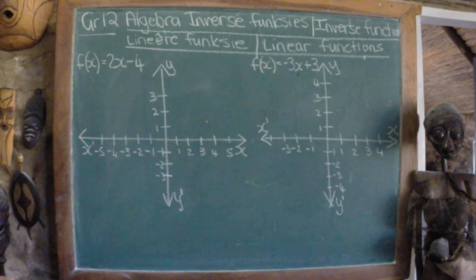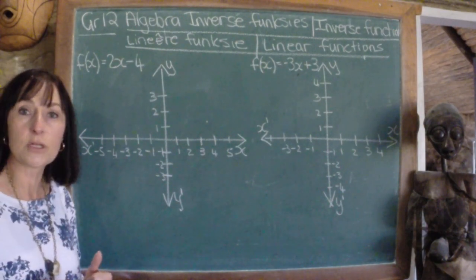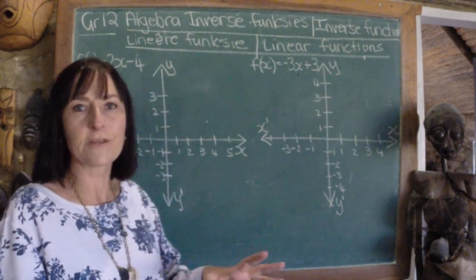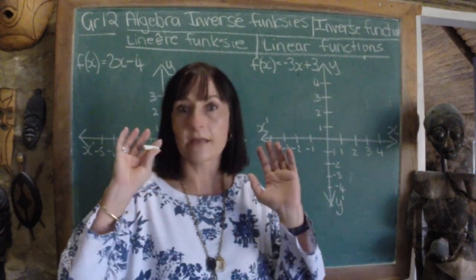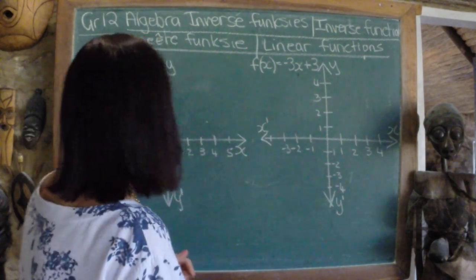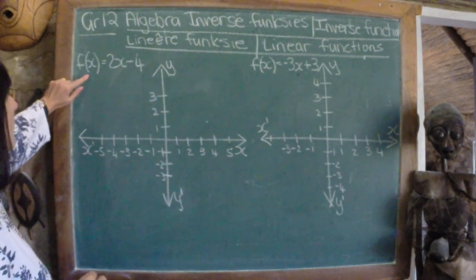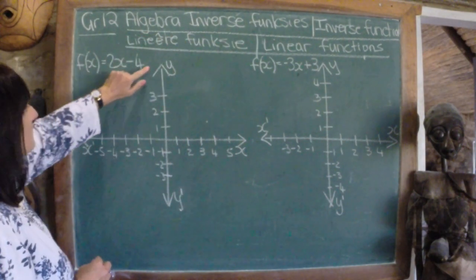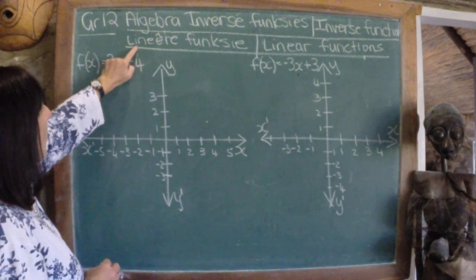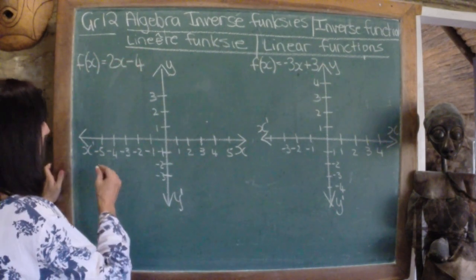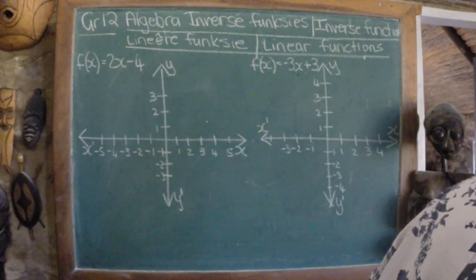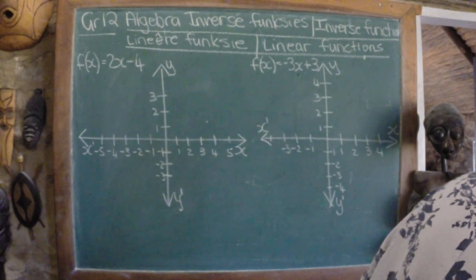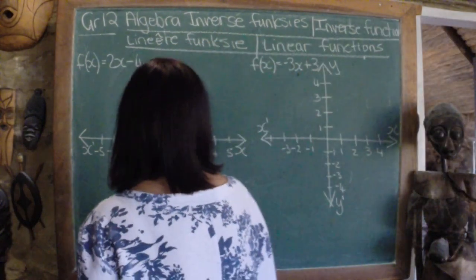Nou wanneer ons f(x) gaan teken, dan gebruik ons altyd die dubbelafsnit metode, and remember in grade 12 this must already be just out of the head work, so we're not going to do long calculations. Dubbelafsnit metode. Let's quickly see our y-intercept of our function. Let's draw our function in white.